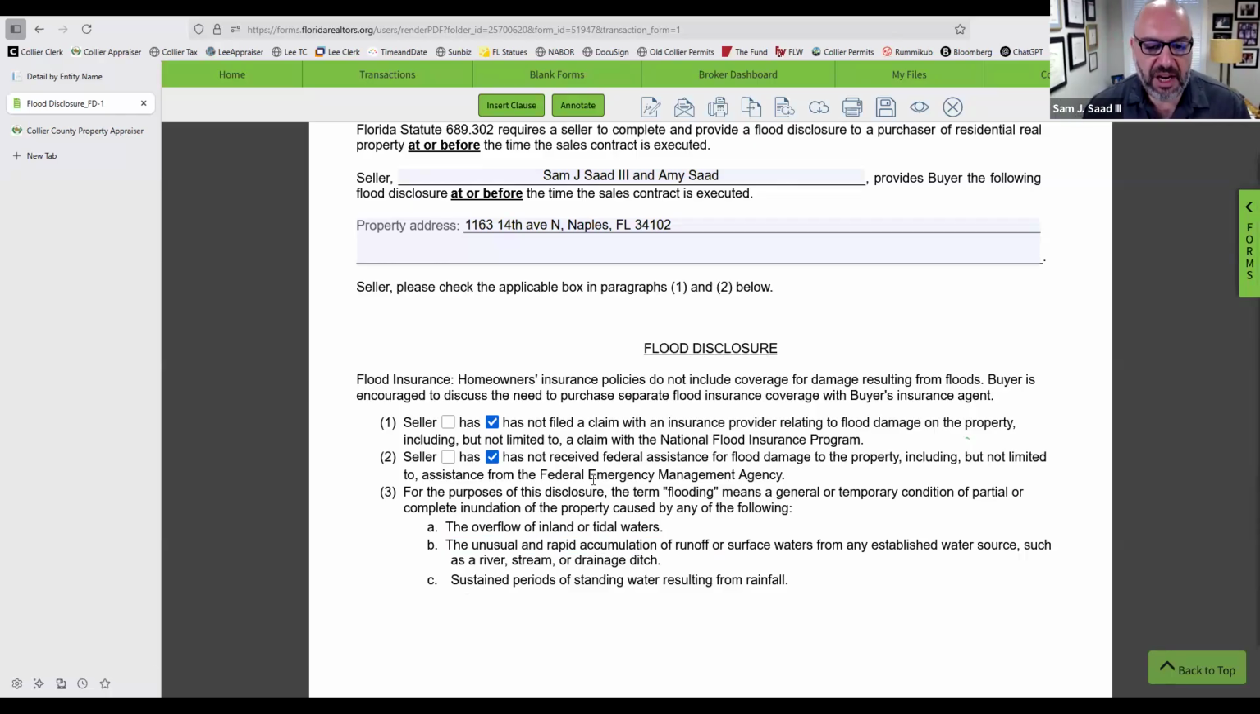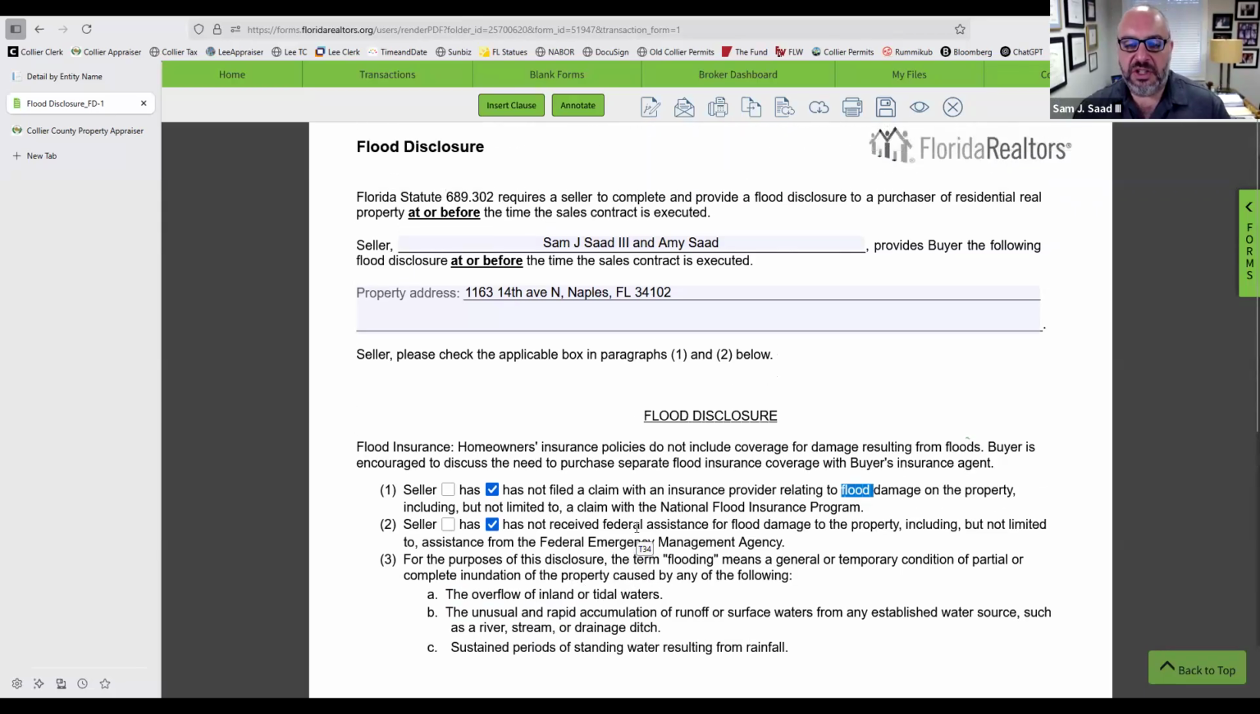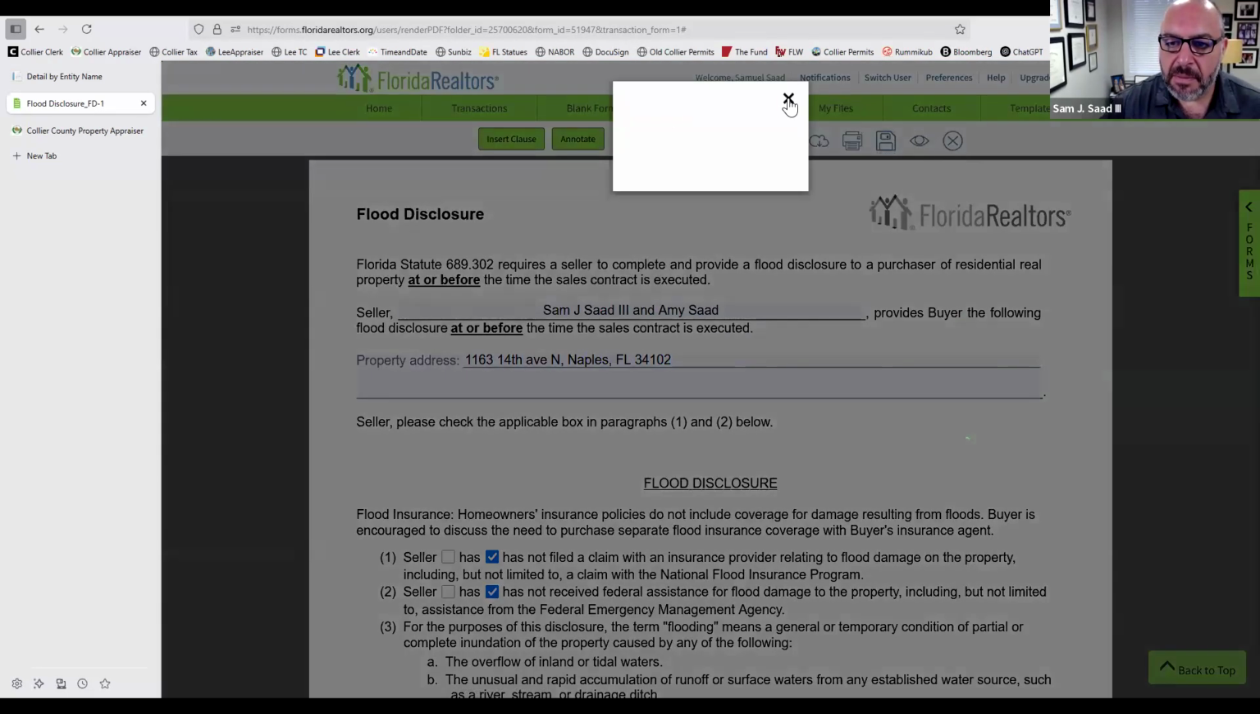Pipe break. If the pipe breaks, it's not a flood claim under FEMA, and we're not worried about it because it may be an insurance claim, but it's not related to flood as defined by this addendum. I know there's some confusion about that, and I actually question it as to whether if I had a pipe break, and I made an insurance claim, which box would I check? The correct answer is has not, because it's not a claim with FEMA. Okay, save that.